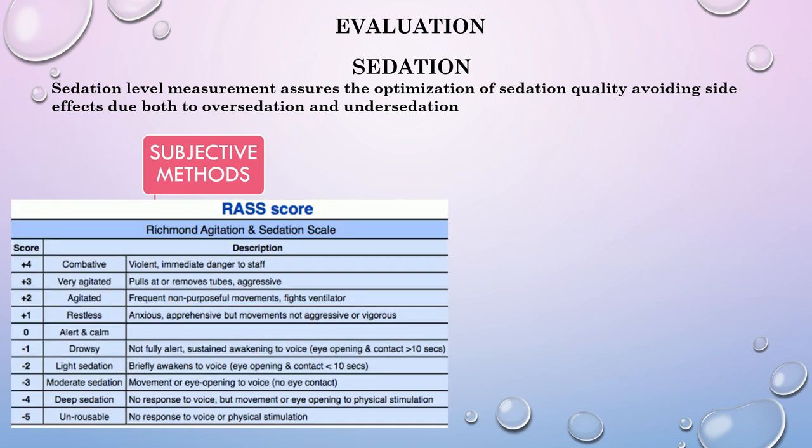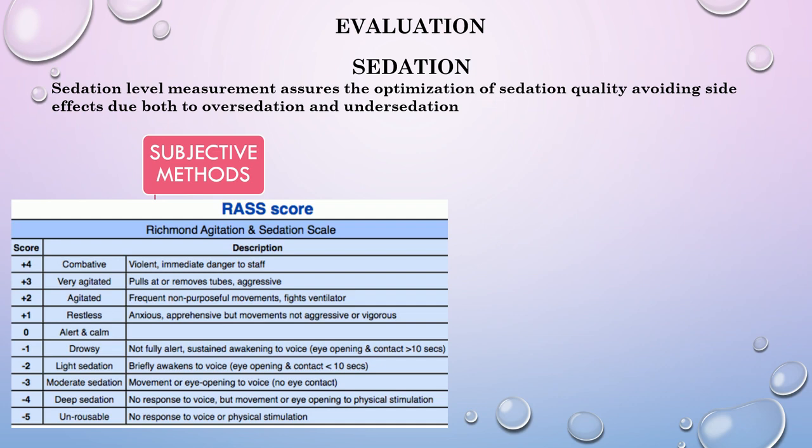It is a validated scale that goes from 0, where the patient is calm, to 4 positive points that individuate different levels of agitation, and 5 negative points that individuate different levels of sedation. So ideally we need to stay in between +1 and -1. Evaluating the RASS, we will need to do it very frequently during the day.